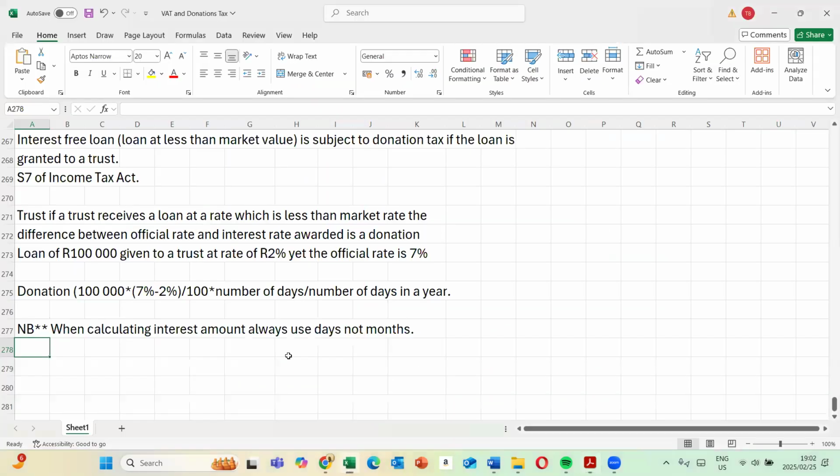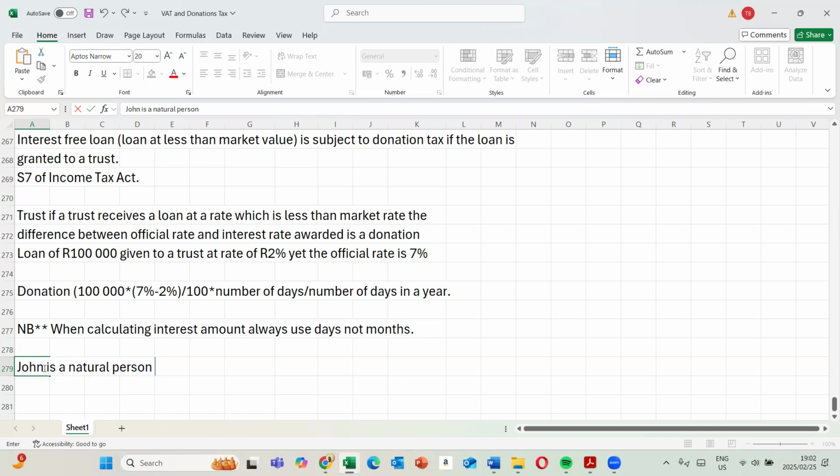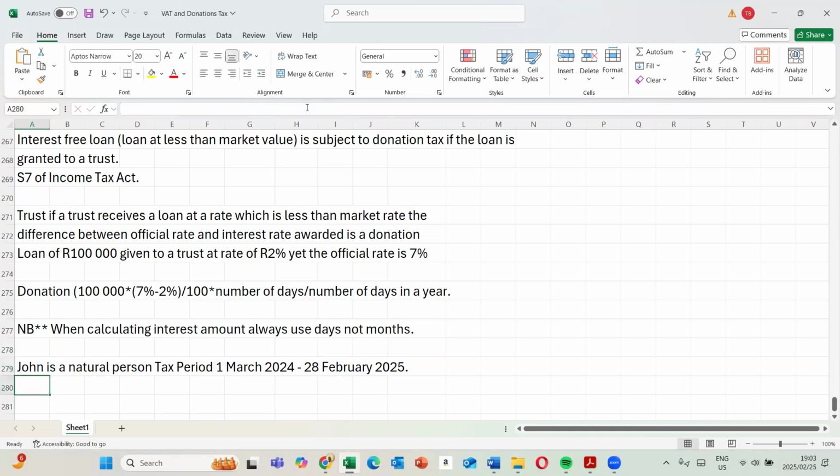Remember now, it was just a concept of understanding that John is a natural person, which means the tax period for a natural person runs from 1st of March, not 1st February, 2024, up until 28th February 2025. So whenever you see a question on a natural person, this is the period they will examine you.